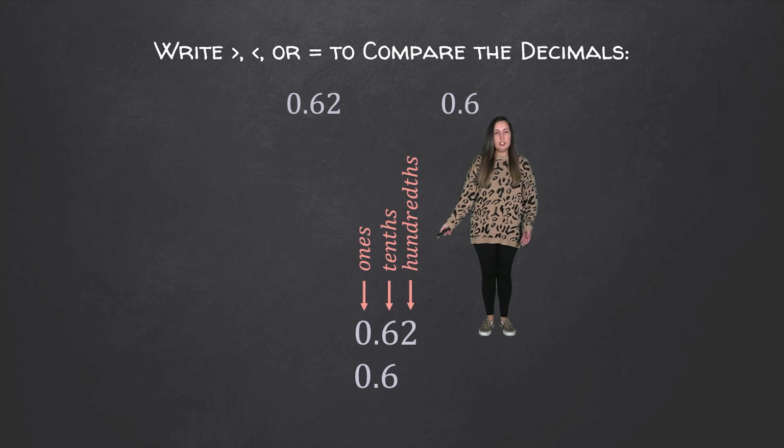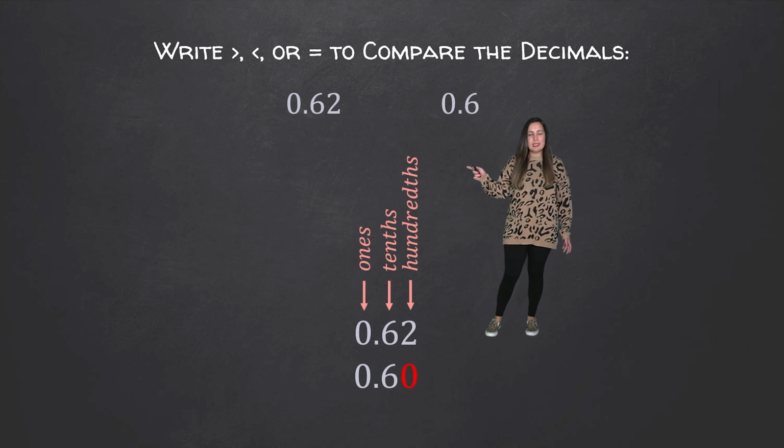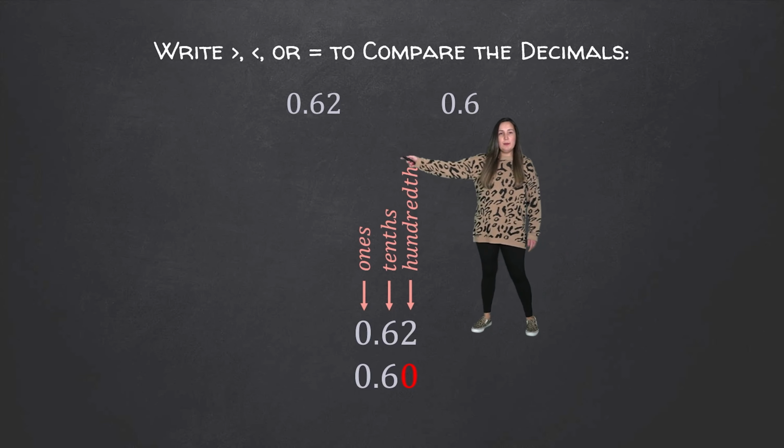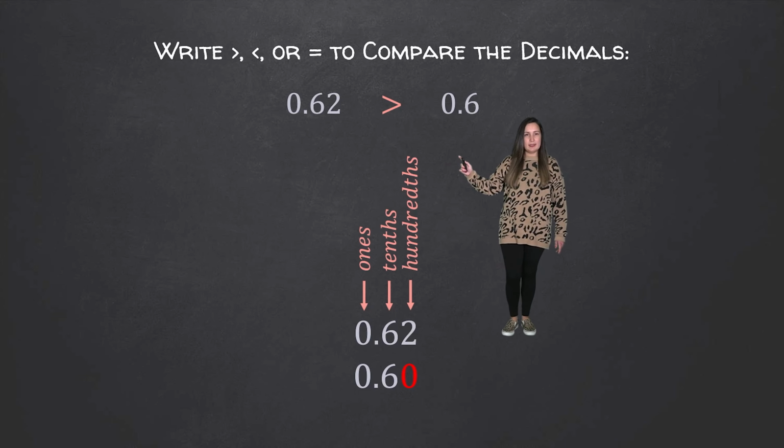What we could do is add a 0 as a place value holder because 6/10 is equivalent to 60 hundredths, and then compare. And then we know that 2 is greater than 0, making 62 hundredths greater than 6/10.